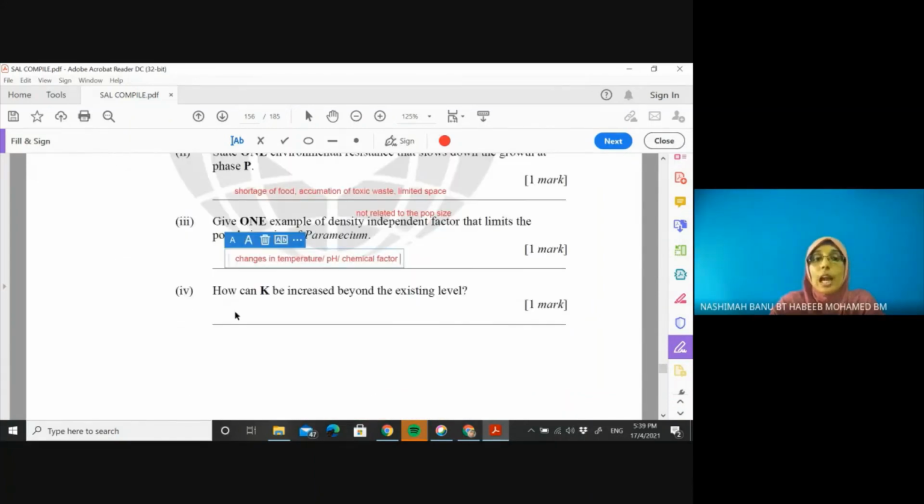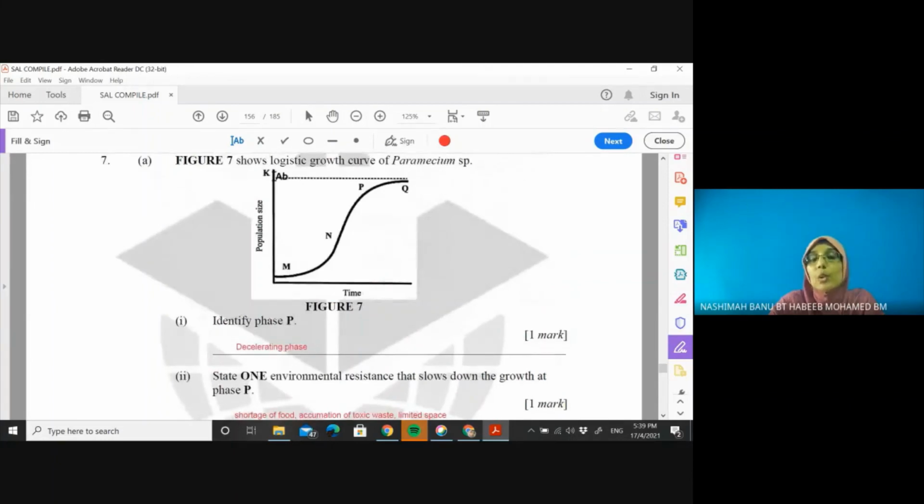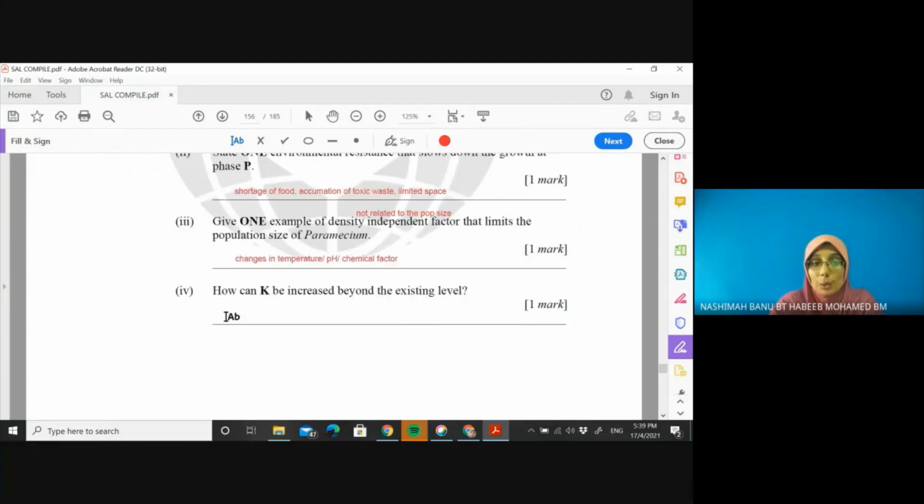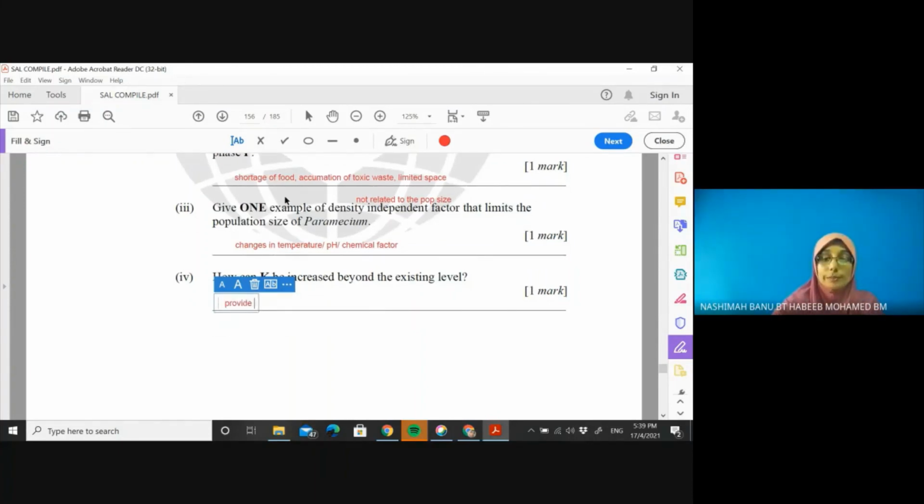How K can be increased beyond the existing? Kita tahu carrying capacity kita di sini. Macam saya bagi tahu tadi, kita imagine paramecium ni kita culturekan dalam petri dish. Sekarang semua environmental resistance dia kita overcome untuk increasekan size of the paramecium. So how to overcome? For the first one, shortage of food. Kita provide more food. Itu je.